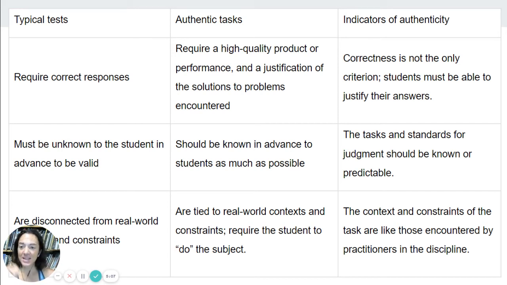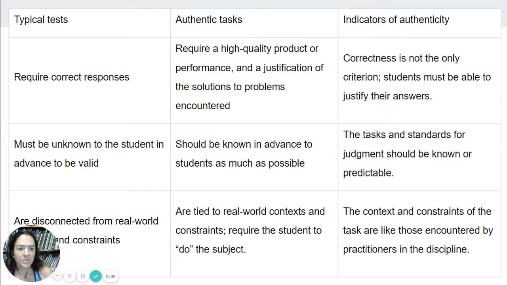So typical tests, right, require correct responses. There's a right and a wrong. Is it A or is it C? Authentic tasks oftentimes are going to require a high quality product, a performance, a justification of solutions and counters to problems. So these are going to be things that are a little bit more grounded in application and really show that someone has synthesized that.